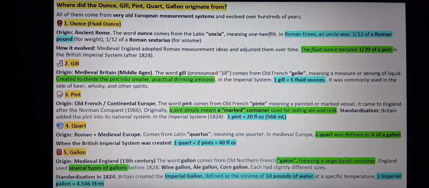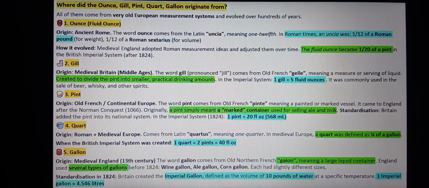If you look at the quart, the origin came from Roman, medieval Europe, from the Latin quartus, meaning 1/4. In medieval times, a quart was defined as a quarter of a gallon. When the British imperial system was created, 1 quart equals 2 pints, which is equal to 40 fluid ounces. That is a good one to remember if you want to remember volume.